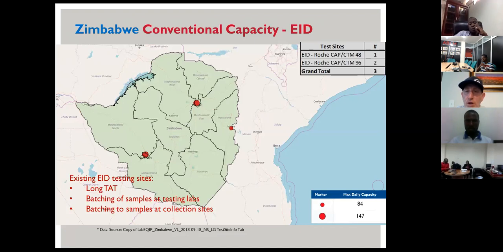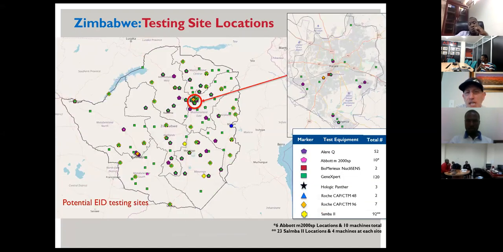They were using the Roche CAP/CTM model, and they actually had a variety of machines that they could tap into as part of doing EID service to expand coverage. So what we did is we mapped all of the instruments that could provide EID in Zimbabwe. And what you can see here is EID that could be provided on the Abbott M2000. You've got the BioMerieux NucliSens, you've got the GeneXperts, you've got the Hologic Panther, you've got the Roches, and you've actually got Cobas in here too as part of viral load.